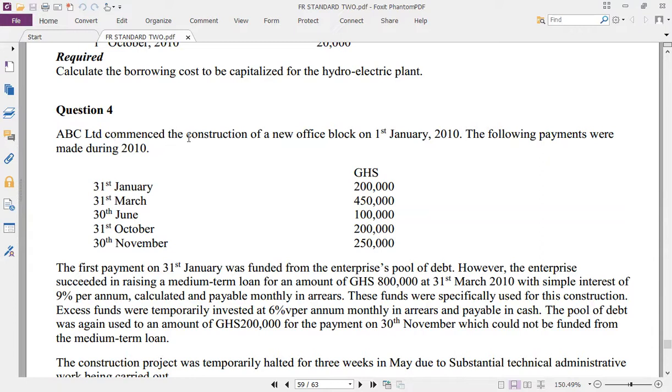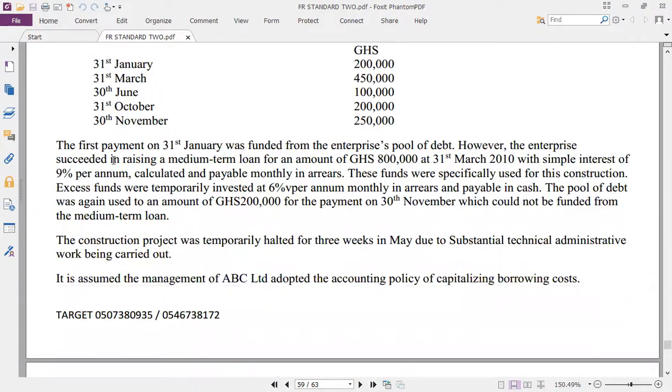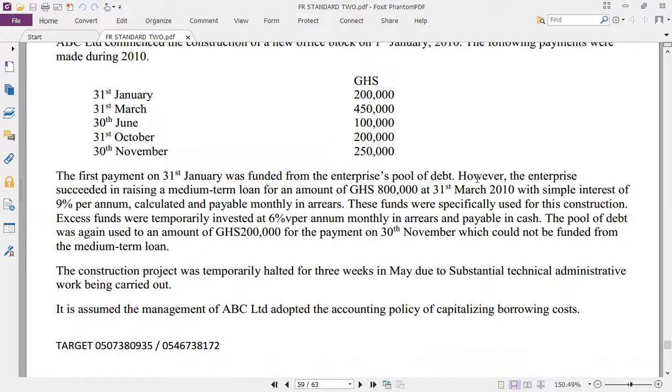ABC Limited commenced the construction of a new office block on 3rd January 2010. The following payments were made during 2010. All of them are there, you can see them here. Let's move on. The first payment on 31st January was funded from the entity's pool of debt. However, the enterprise succeeded in raising a medium-term loan for an amount of 800,000. So that means this 200,000 was from the general pool of funds.